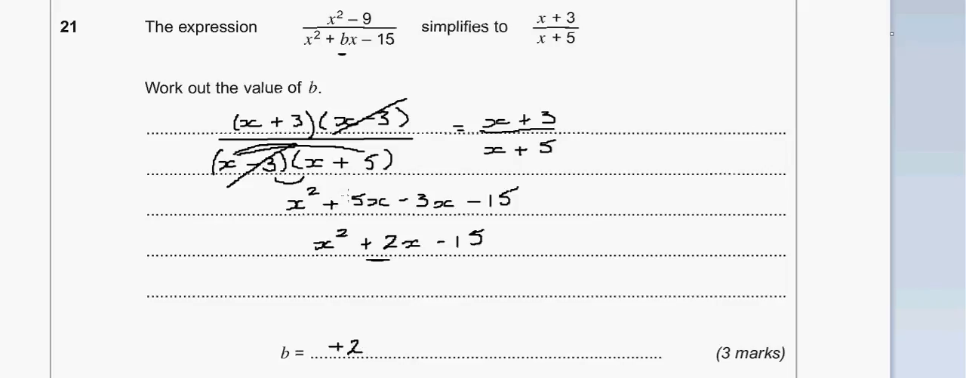Okay, so this is just a question of seeing relationships between one another. So I know that this is the difference of two squares, so x plus 3, x minus 3 are going to come into the equation. If it simplifies, something up here must cancel with something down here. So I know that if this is left, it must be x minus 3, which cancels. So then all I need to know is what's in the other bracket. Once I've done that, I expand the brackets and find the b value.